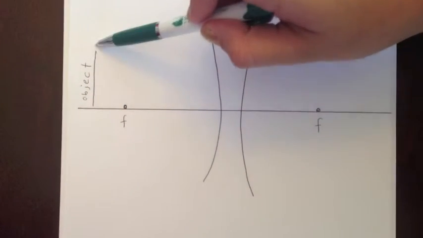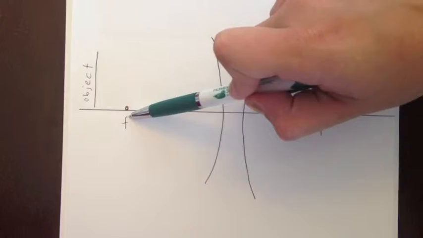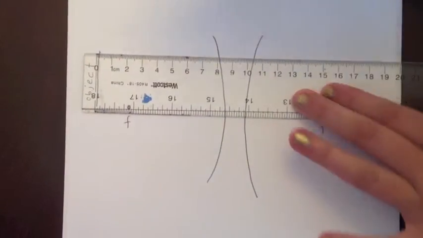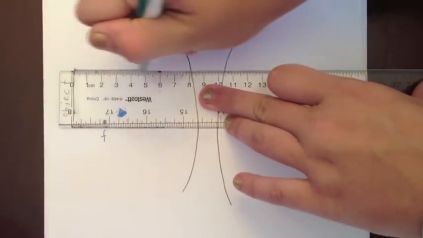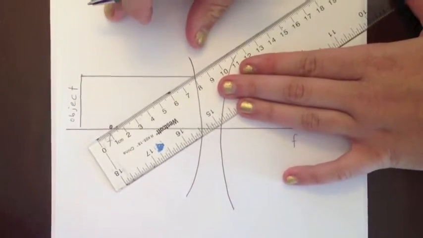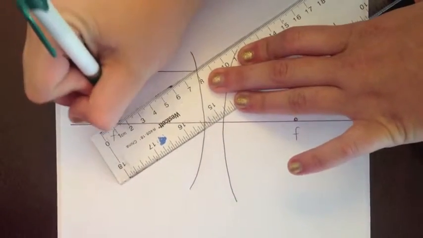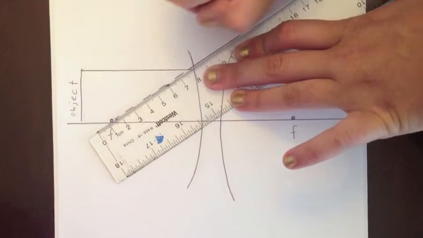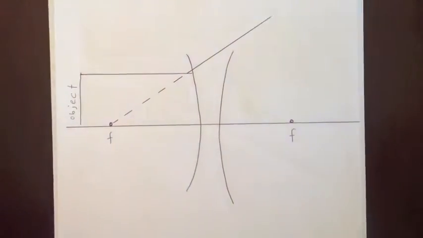First, this is the object, and then that's the focal point. I will first draw the first ray, which is going to be parallel to the axis, and then it appears to come from the focal point on the same side, but you will have an oblique dashed line, which will be indicated, and then going straight through will be a solid line.